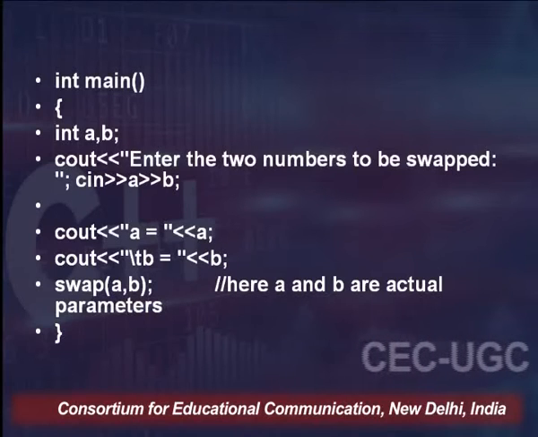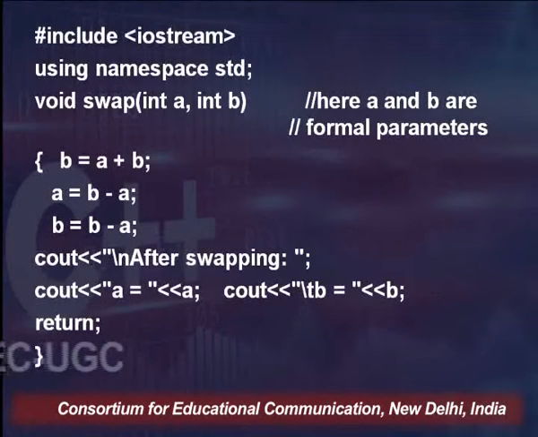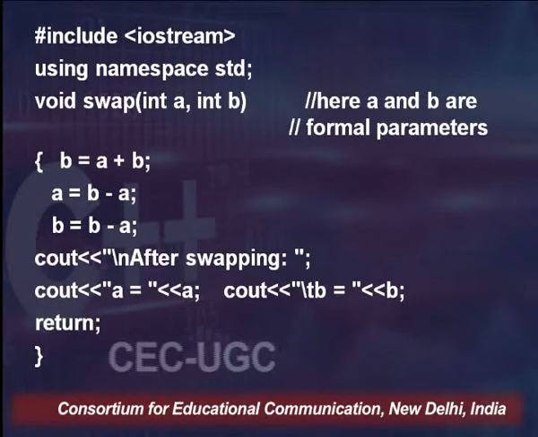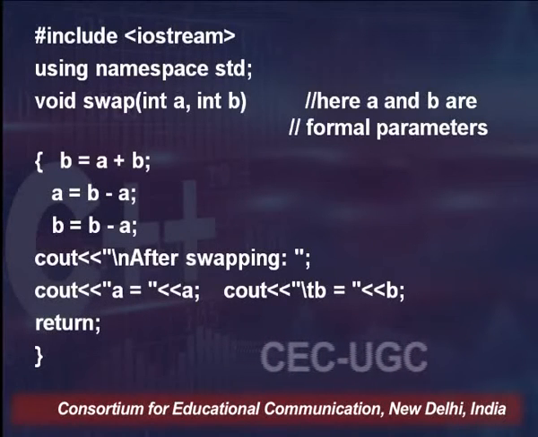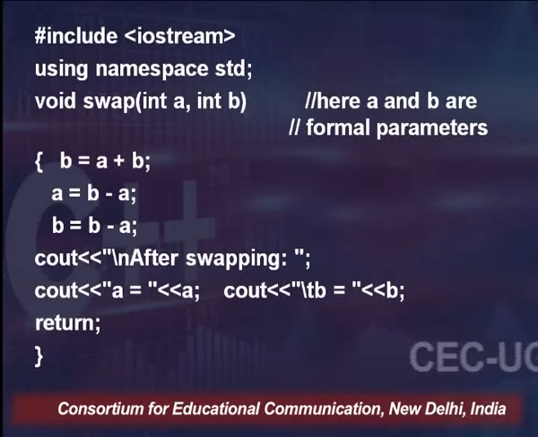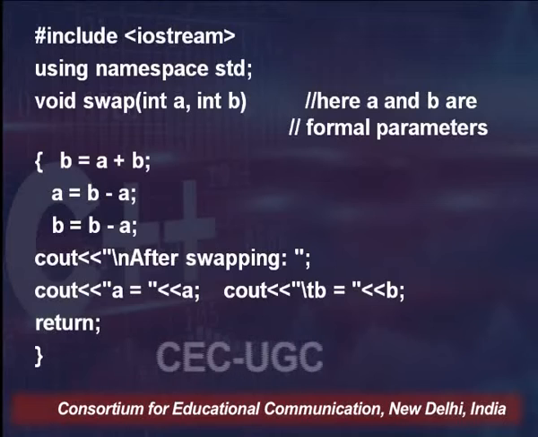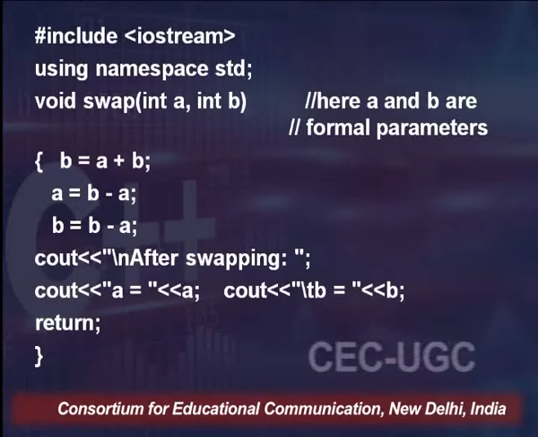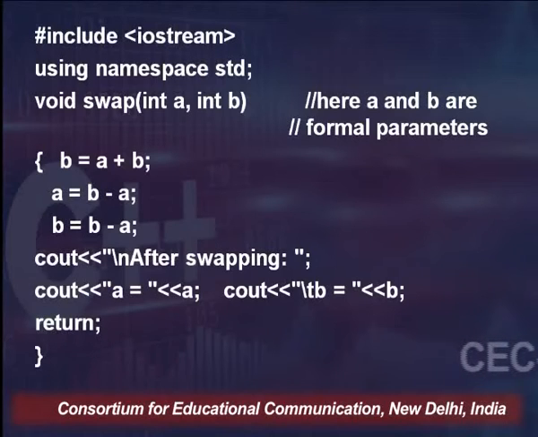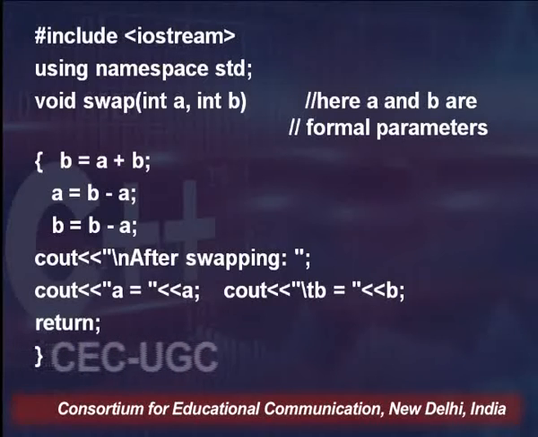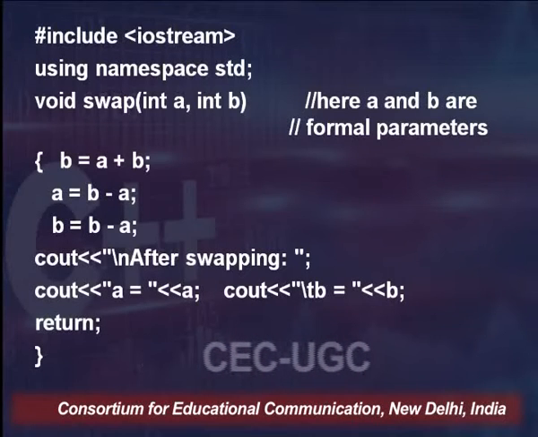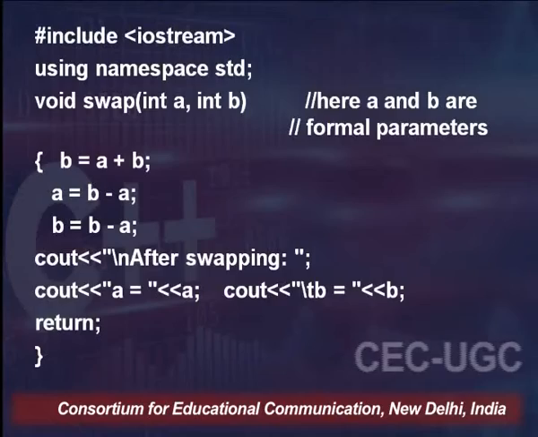So swap 10 comma 20 is called, and whenever this swap is called, the control passes here. So here a is going to have value 10, b is going to have value 20, and now the values of a and b are swapped, and after swapping the values which will be printed will be 20 and then 10.